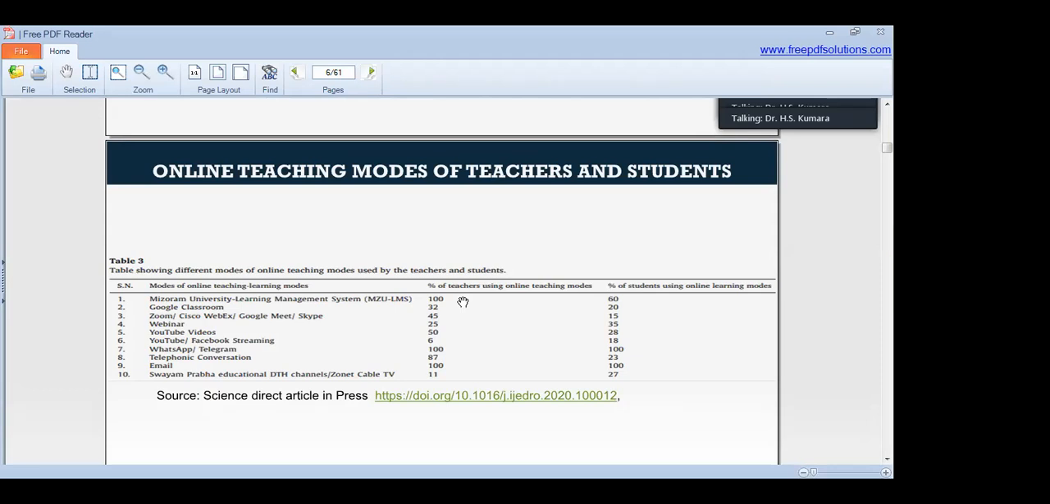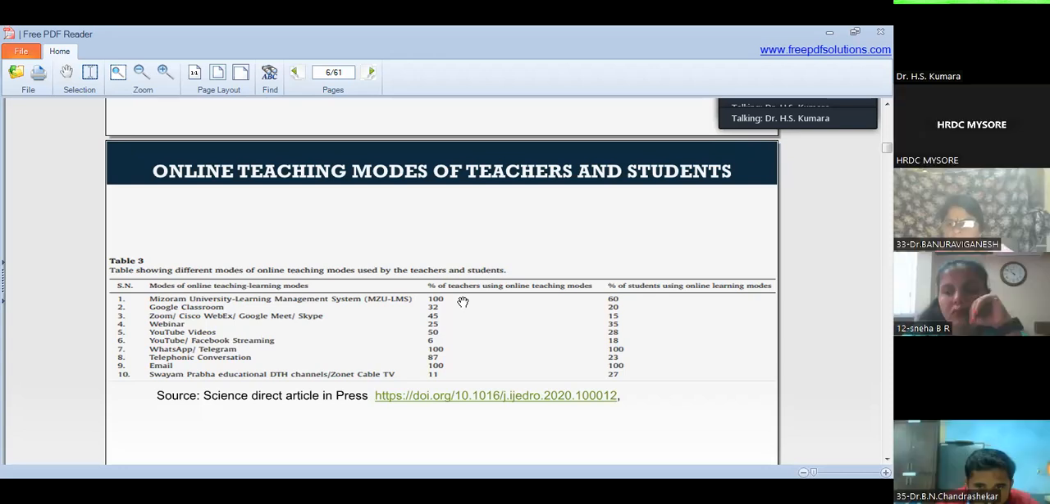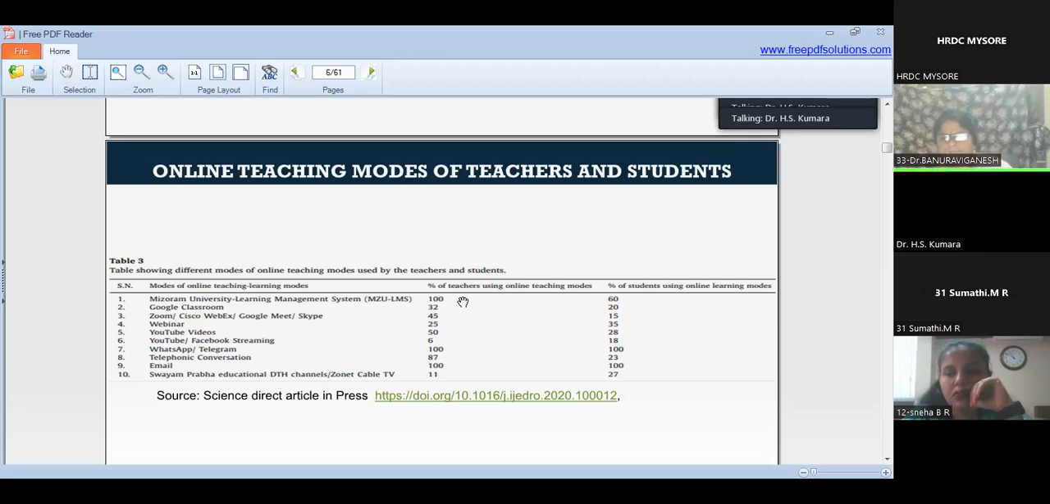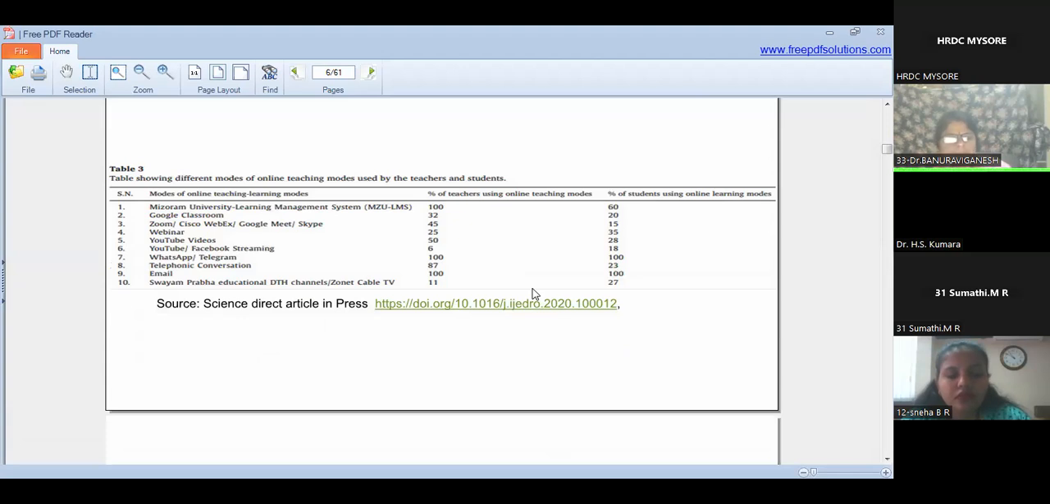Looking at the data set and comparing both tables, WhatsApp is reaching almost 100% of students and teachers, and then email also is reaching 100% of students. This is for understanding the various media we are using.